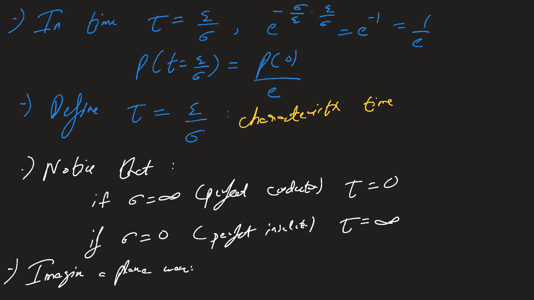Imagine you have a plane wave in a conductor. Now we can write its electric field as some E, which might be complex and is also a vector. So this is a complex vector amplitude times e to the i(kz minus omega t). Okay? Let's say we have some plane wave which has just entered a metal.